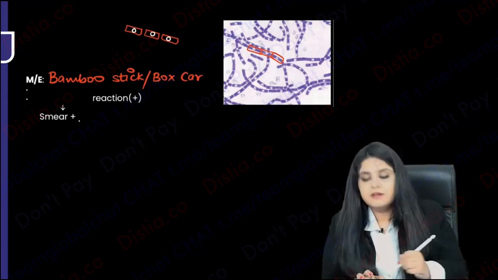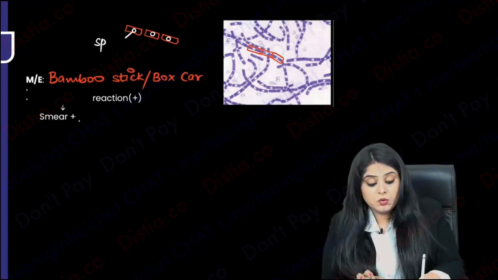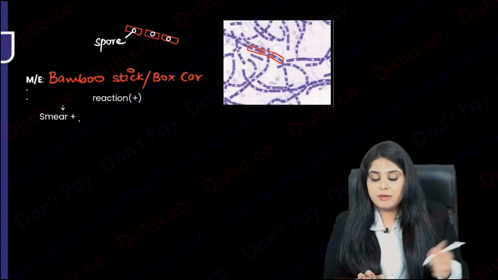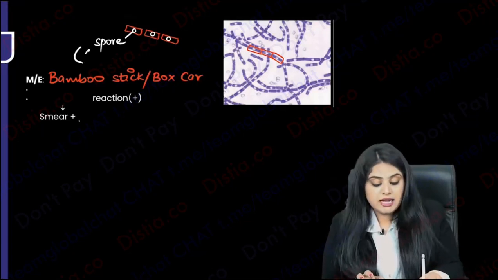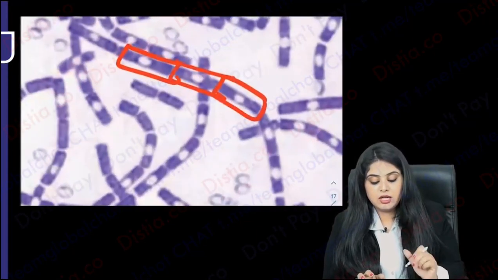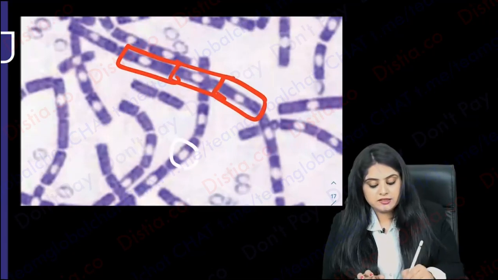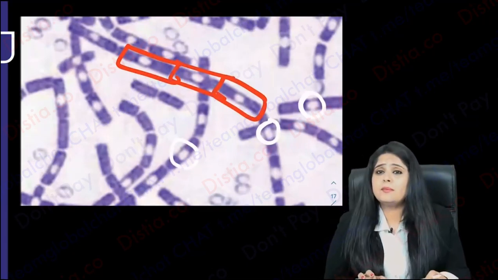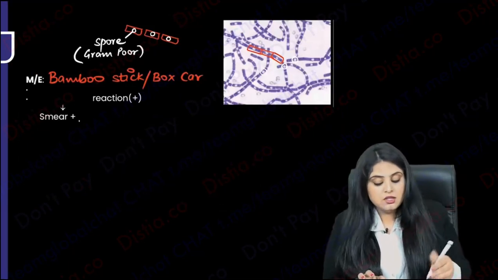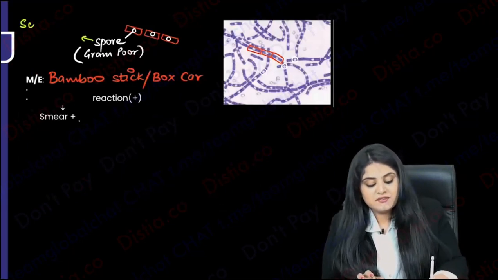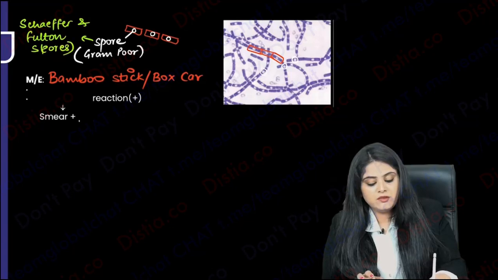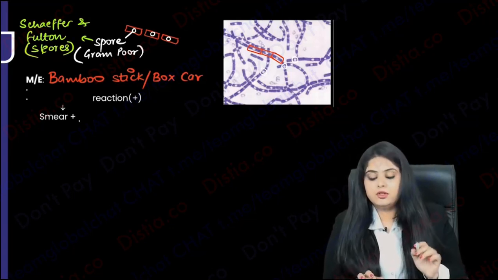Why is there a hole? Because this hole is a spore, and I have told you so many times in general micro that the spore is gram poor. It is not gonna pick up the gram stain. That is why it's looking all empty. All those empty areas are nothing but the spores, because for spores, remember, we have some other stain. For spores, what stain is there? The Schaffer and Fulton stain. S for S, I had told you. The Schaffer and Fulton stain is what we use for the spores. So remember, that is going to be the spore stain. So gram is not going to be useful over here.